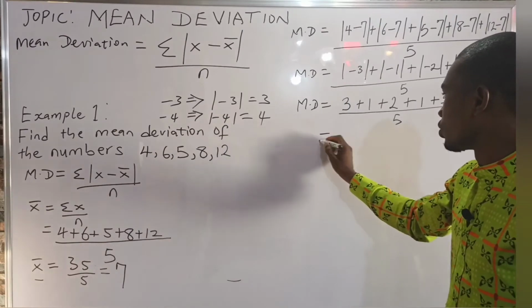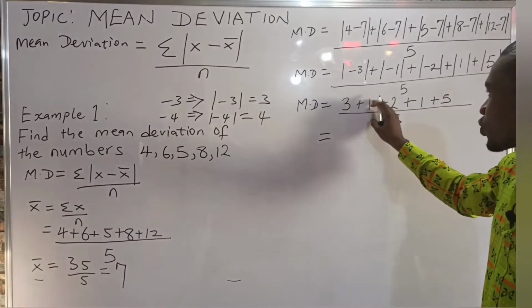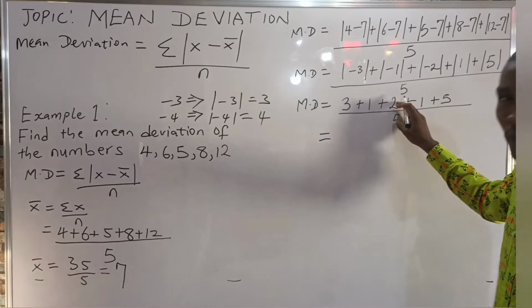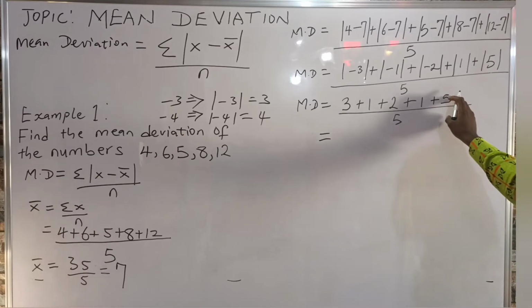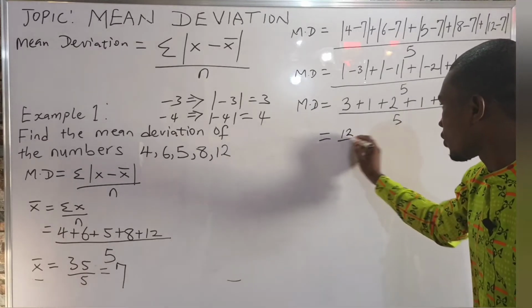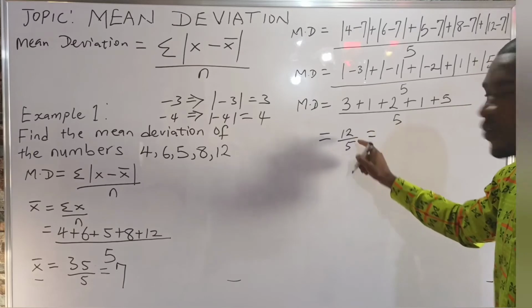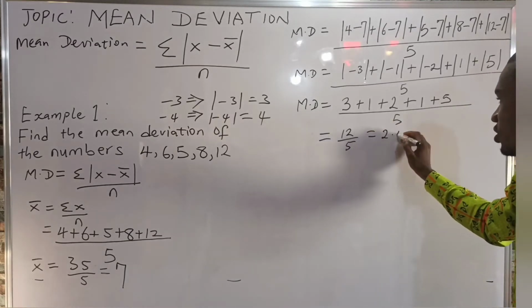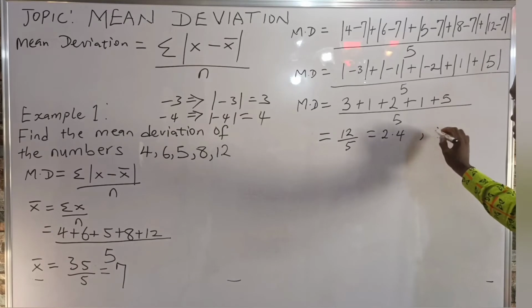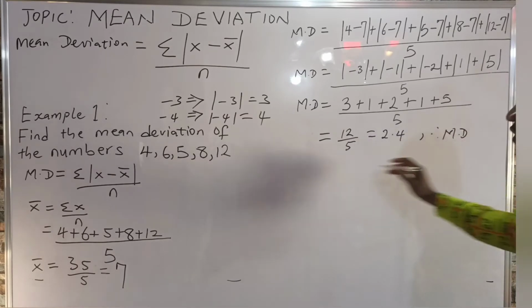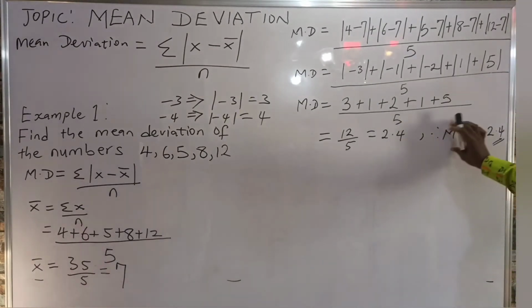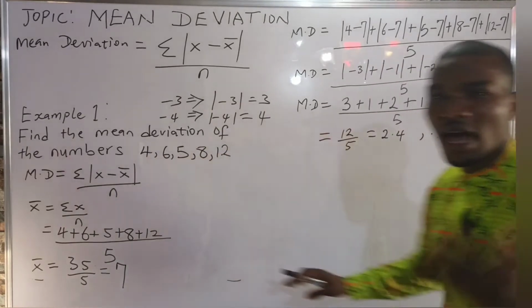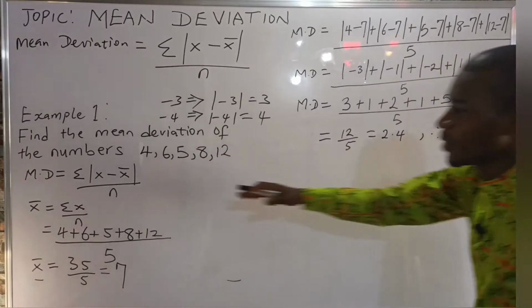And that is equal to, let's sum up the values. 3 plus 1 is 4, and 4 plus 2 is 6. 6 plus 1 is 7, and 7 plus 5 will give us 12. So we have 12 all over 5. And 12 divided by 5 will give us 2.4. So therefore, the mean deviation of this given set of data is equal to 2.4.